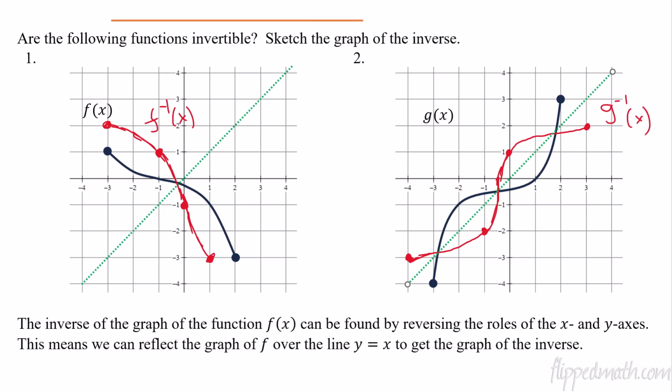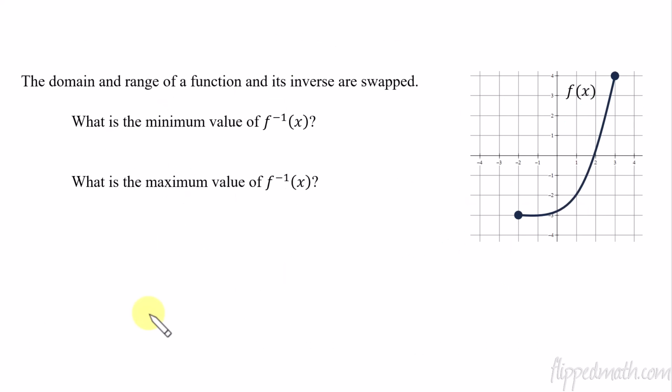All right, now we're going to talk about domain and range for a little bit. So domain and range of a function. When you go from the function to the inverse function, the domain and range swap. So if you are given an original function and it asks something like, what is the minimum value of f inverse, which is saying, what's the smallest y value of the inverse? You have to translate that to saying, what is the smallest x value of the original? So here's the smallest x value of the original function. So the minimum value of the inverse is -2.